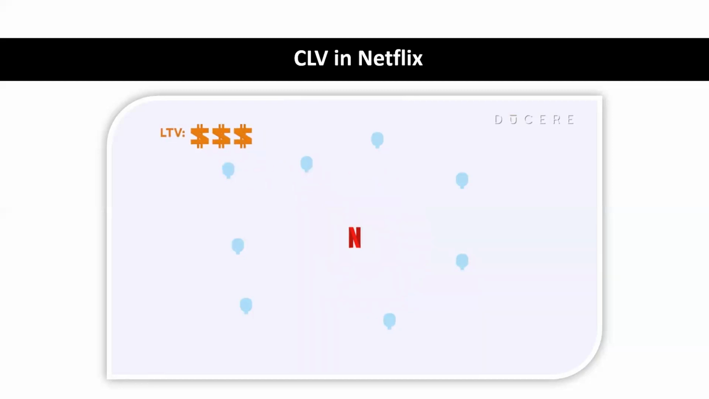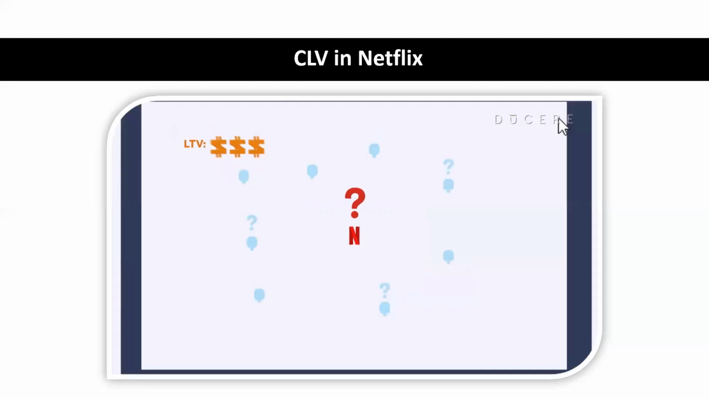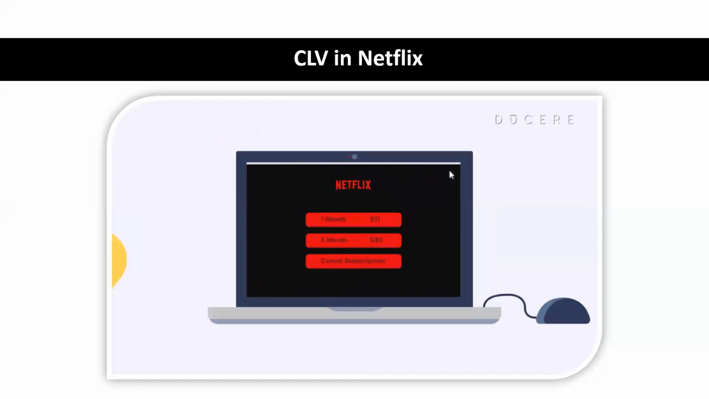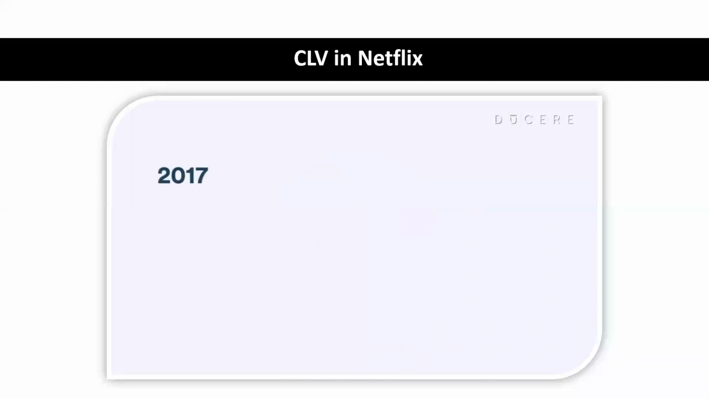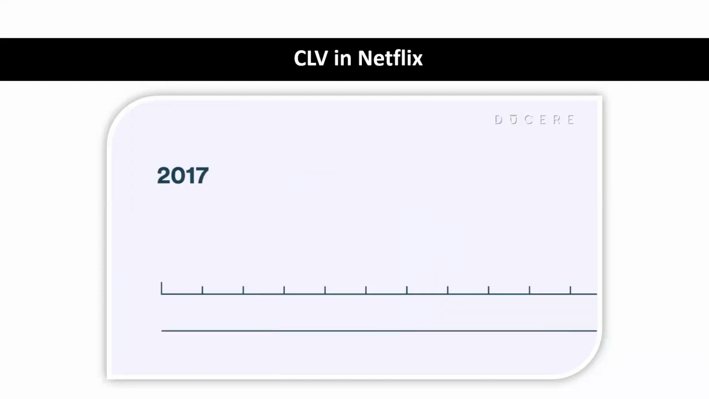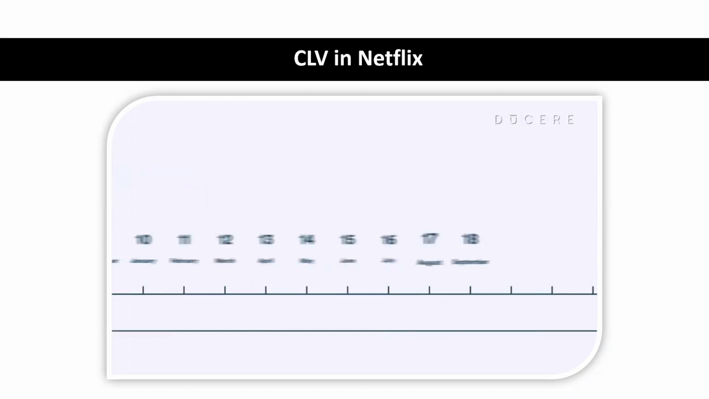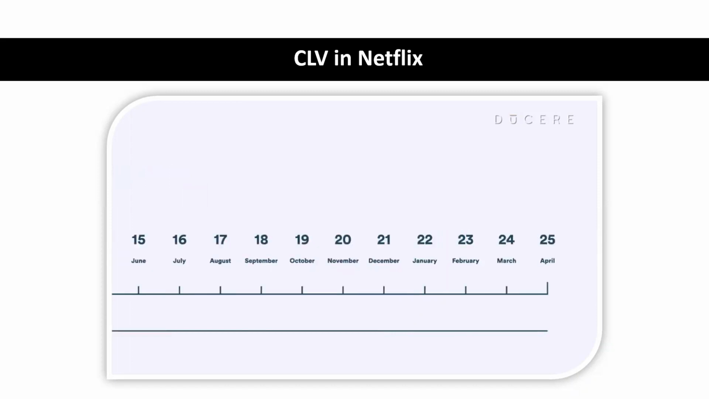But how does Netflix calculate your worth? Well, Netflix tracks each current customer and analyzes how often they are cancelling their subscription. This is known as the company's churn. In 2017, the average Netflix customer continued their subscription for 25 months, which meant a lifetime value of $290.